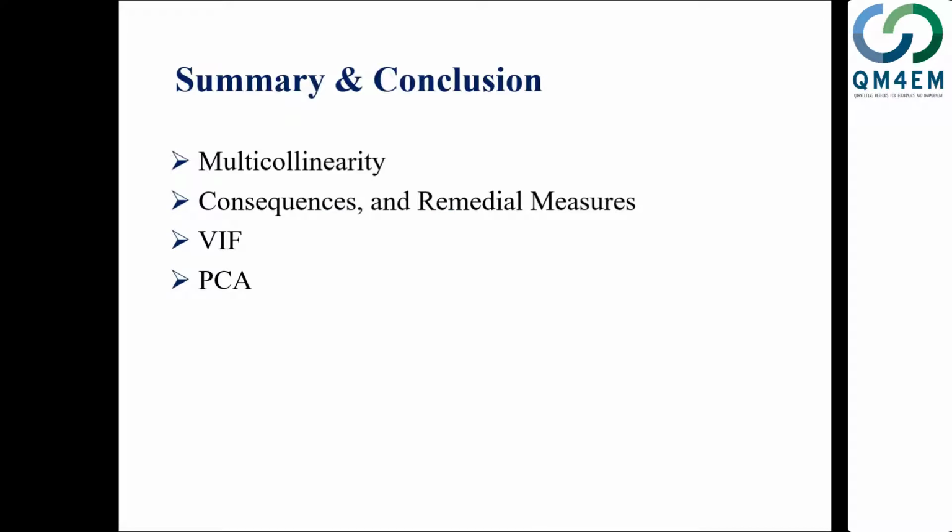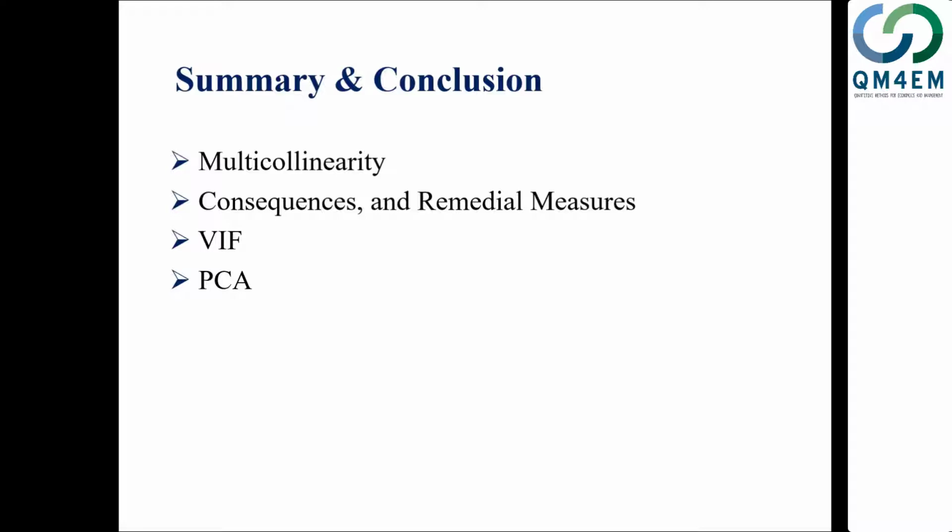We discussed the consequences of multicollinearity, how it affects the variance and how it has consequences for the t-value or for hypothesis testing. We then discussed how we can identify the existence of multicollinearity in our data. What are the symptoms of it?